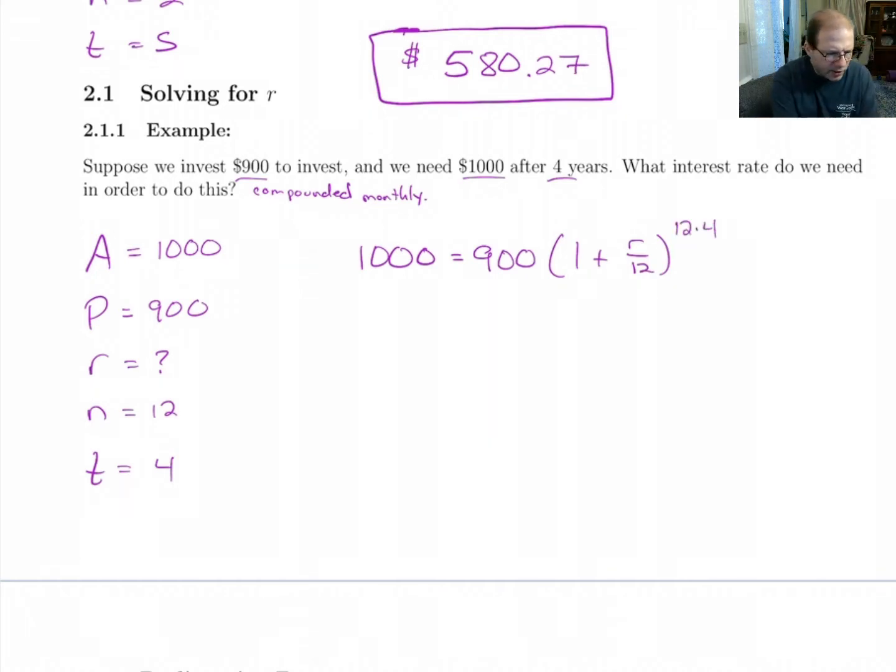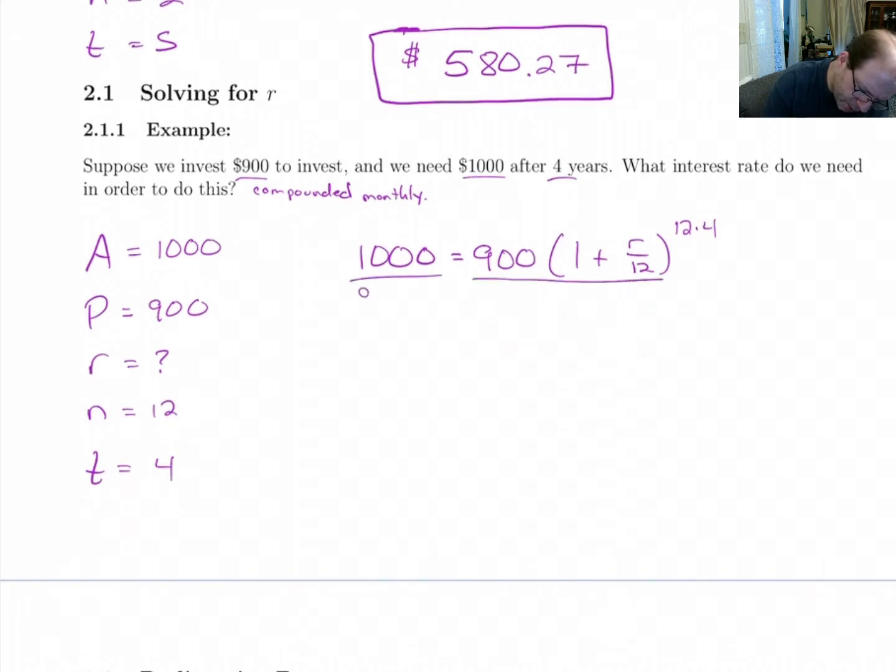Now there are a couple of ways you could solve this. One involves logarithms, but the other one involves roots. So let's do this. First up, let's divide both sides by 900. So we get 10 over 9 equals (1 plus R over 12) raised to the, let's go ahead and multiply that out, 48.